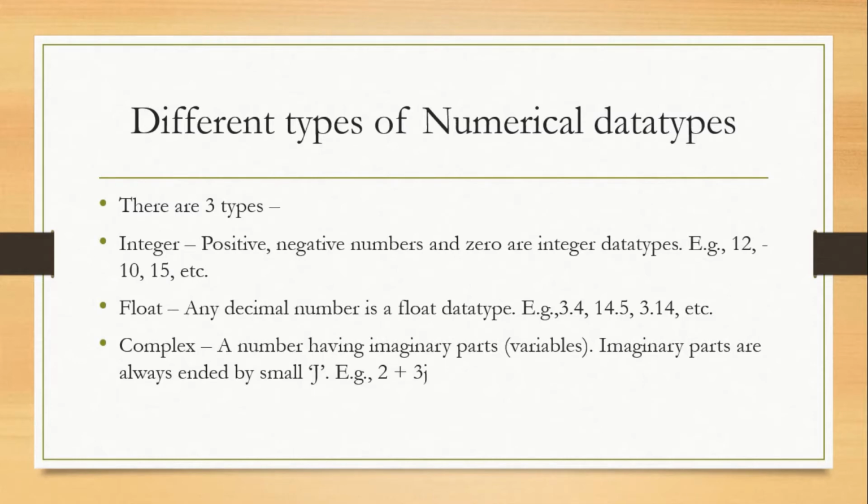Integer data type. Positive integers, negative integers, and zero are a part of integer data types. Float. Any decimal number is a float data type. And complex data type. It is a number having imaginary parts. Those are variables. And the variable is always a small j. Example is 2 plus 3j or 5 plus 4j.